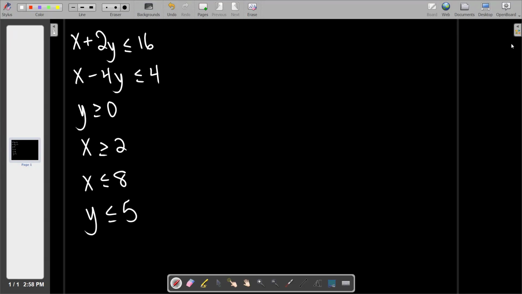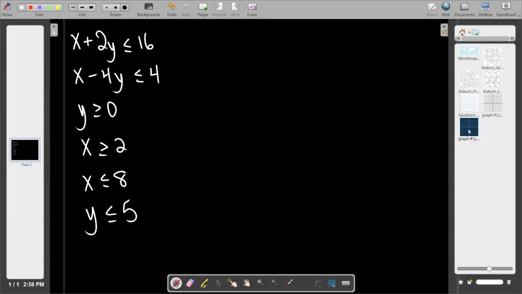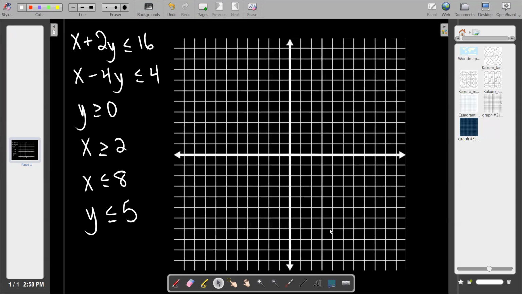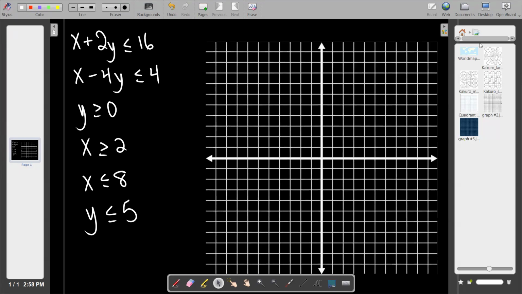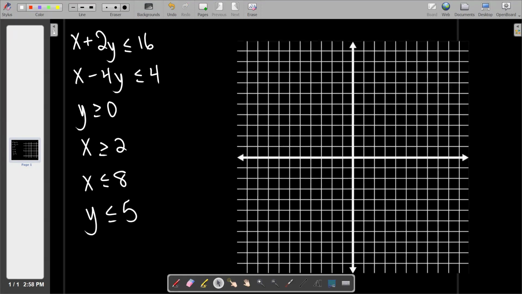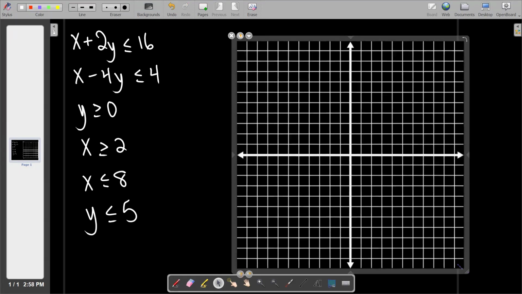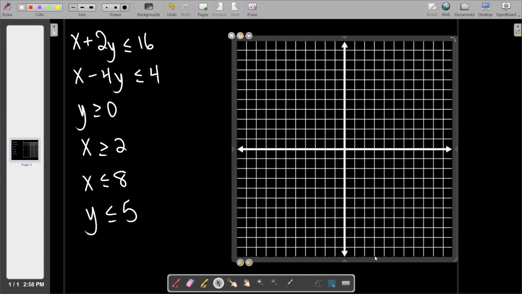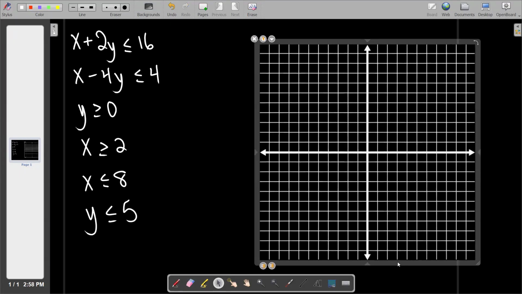So the idea is that we're going to graph them all on a grid. And just like we've learned, we're going to see where they come together. Where the shadings agree or coincide is what we call the feasible region. And I'll spell that out for you when we actually get a feasible region on the board. So let's get to it one by one.